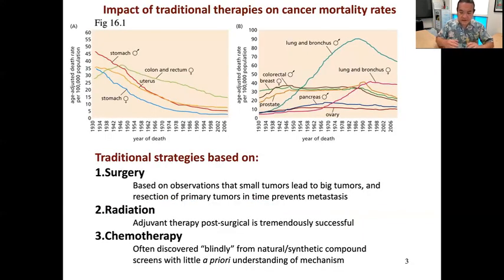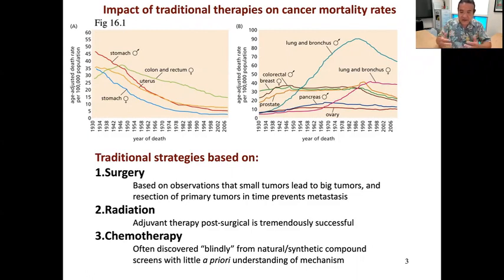Let's talk about conventional treatment strategies or therapies, and the impact that they've had on cancer mortality. Let's start off with these traditional strategies down below. So surgery, of course, is based on historic observations that small tumors are the basis of forming large tumors. So if you can resect or remove primary tumors in time, you can prevent metastatic lesions from happening. Radiation therapy.